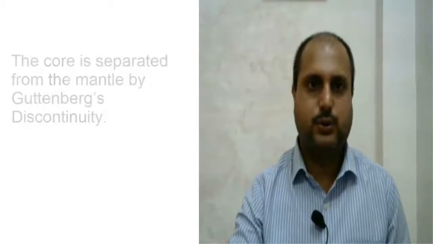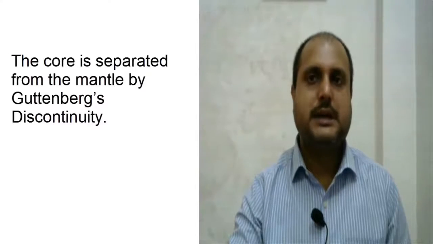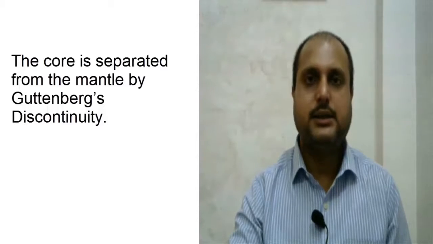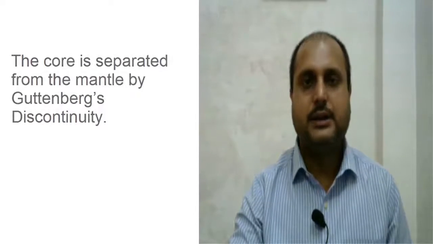So what is the meaning of discontinuity? As the structure of the mantle and the core is completely different, the line which separates the mantle and the core is called the Gutenberg discontinuity. The core is the densest part of the earth. It is the densest because of the high heat and the pressure of the earth.